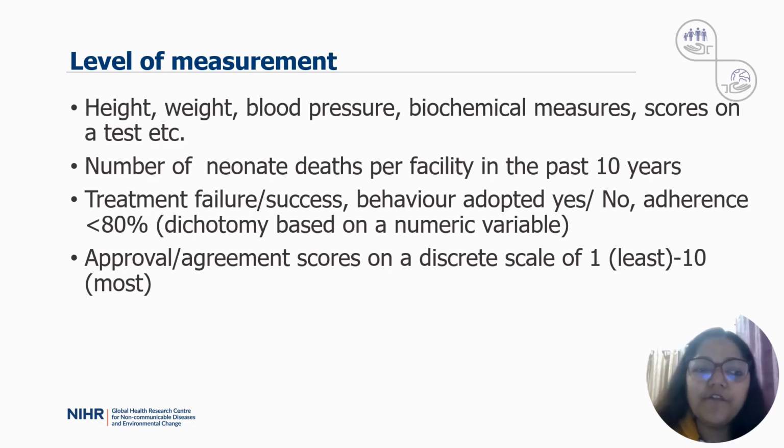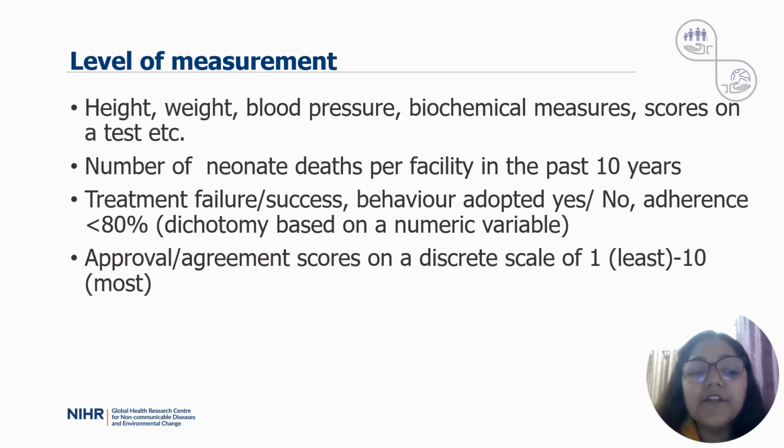Other examples of variables that are quantitative in nature are height, weight, blood pressure, biochemical measures, scores on a test. We could also have numerical data such as the number of neonatal deaths in facilities in the past 10 years. Here, the outcome would be discrete numbers such as, let's say, 4, 10, 6, 100, and so on and so forth. These numbers are discrete in nature.